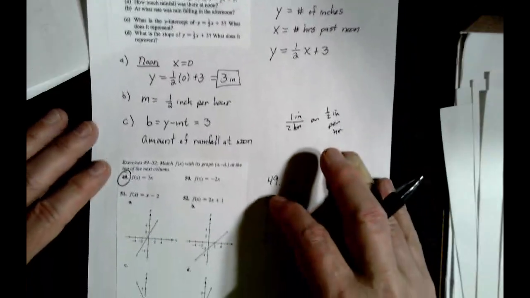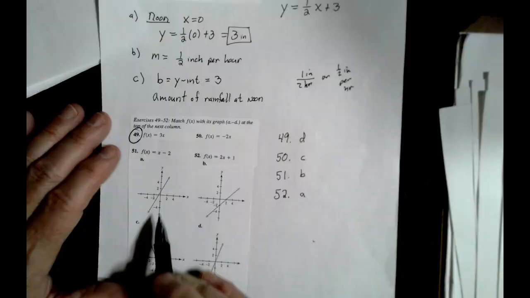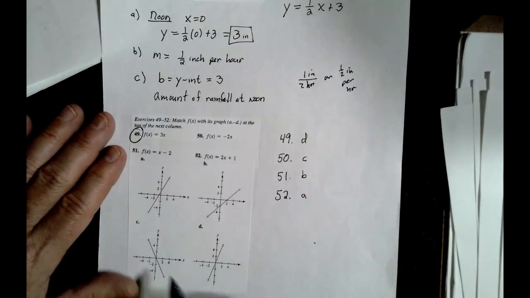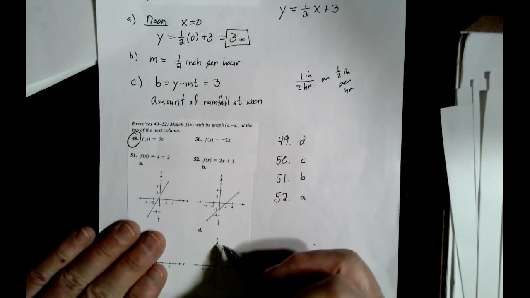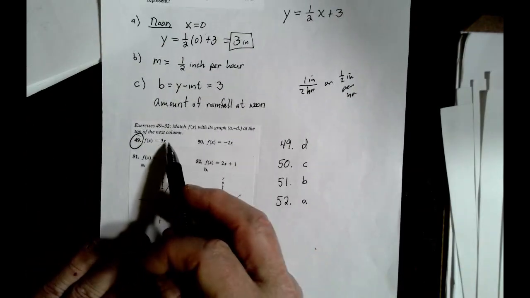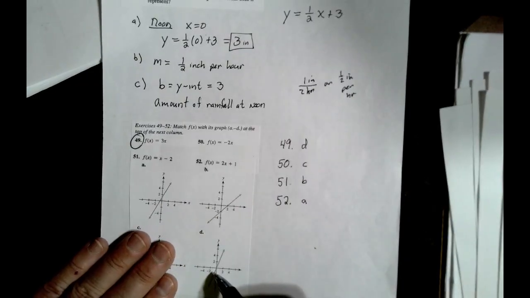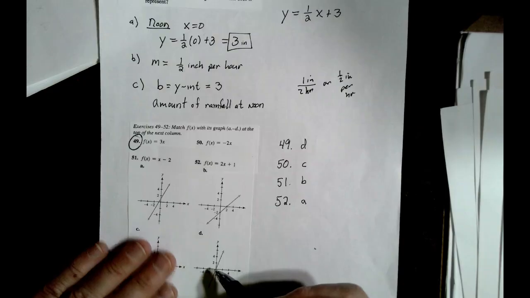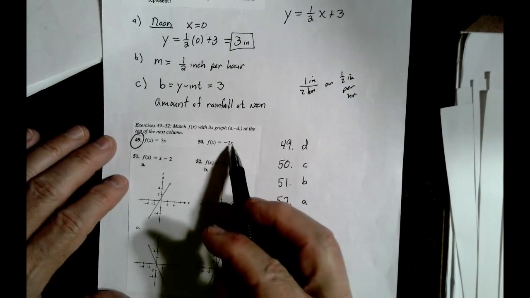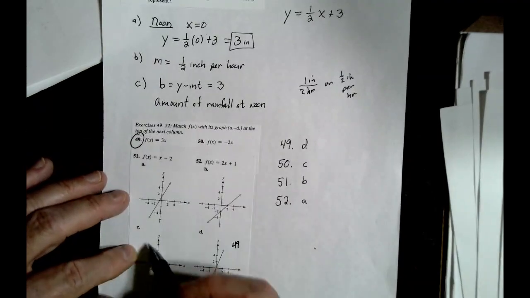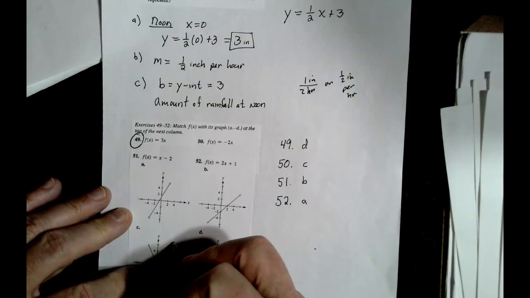It's the same rate. Alright, now it says match the equation with the graph. So this one they ask you to do f of x equals 3x. Well, it's going to have a positive slope first off, so it can't be c. And it's got a y-intercept of 0. This one has a y-intercept of 0, so 49 has to be d. So if that one's 49, okay. Number 50 has a y-intercept, but it's a negative slope, and that one has to be c. 50 has to be c.